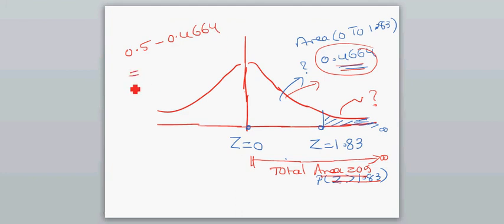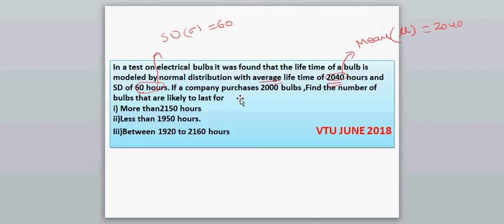When you simplify this, it comes as 0.0336. This is actually the probability value. But look at the question. In the question we have 2000 such bulbs purchased, I mean the sample size of 2000 is given.